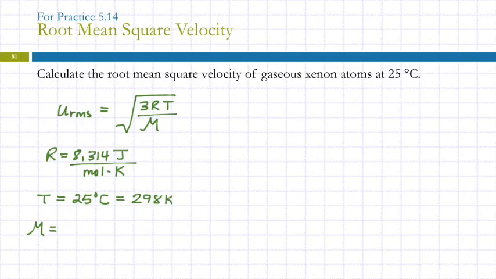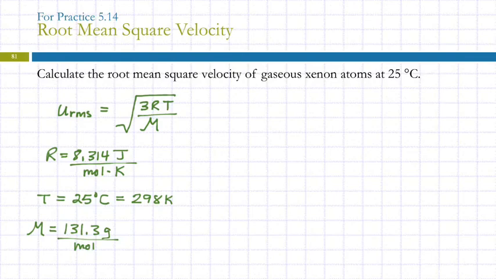They didn't give us a molar mass. But they told us what element it is. It's xenon, so we look at the periodic table. That says 131.3 grams per mole. Grams per mole.